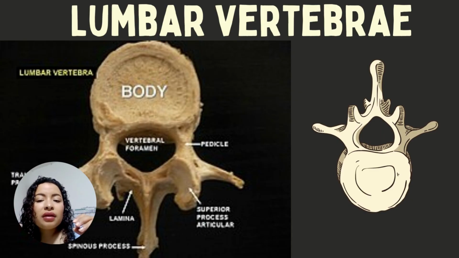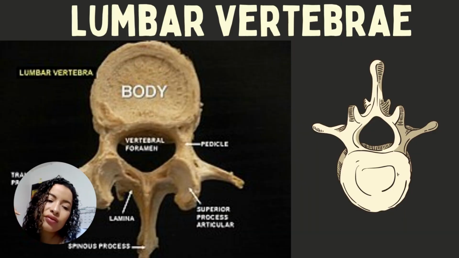L5 is the largest vertebra in the human body. It supports and transmits body weight to the base of the sacrum. The spinal cord terminates at the conus medullaris at the level of L1-L2.